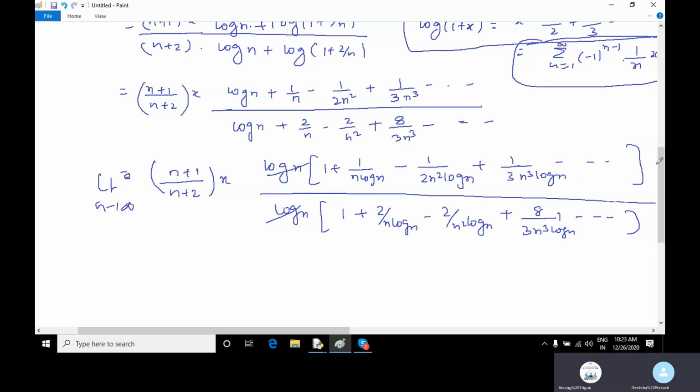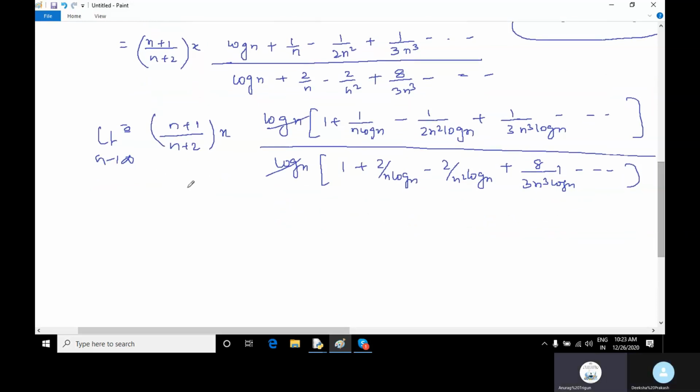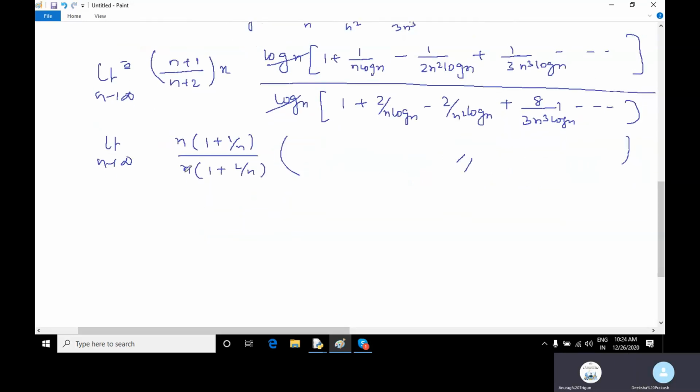What is in 2 infinity square? I will do it. Limit of n tends to infinity. This I keep as it is. This one you take n outside, n times 1 plus 1 by n, right? So here comes 1 plus 1 by n, 1 plus 2 by n, and this is the whole thing as it is, so you put infinity.